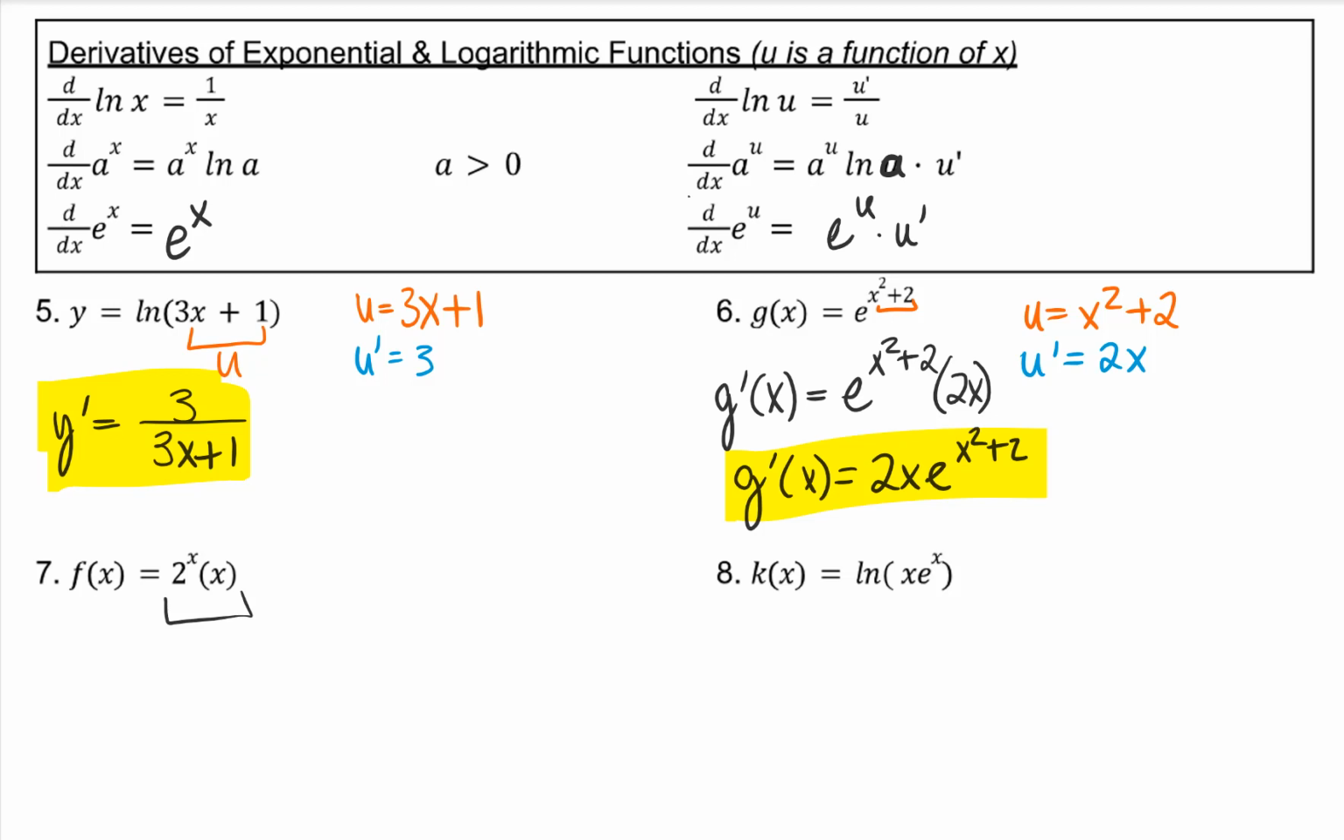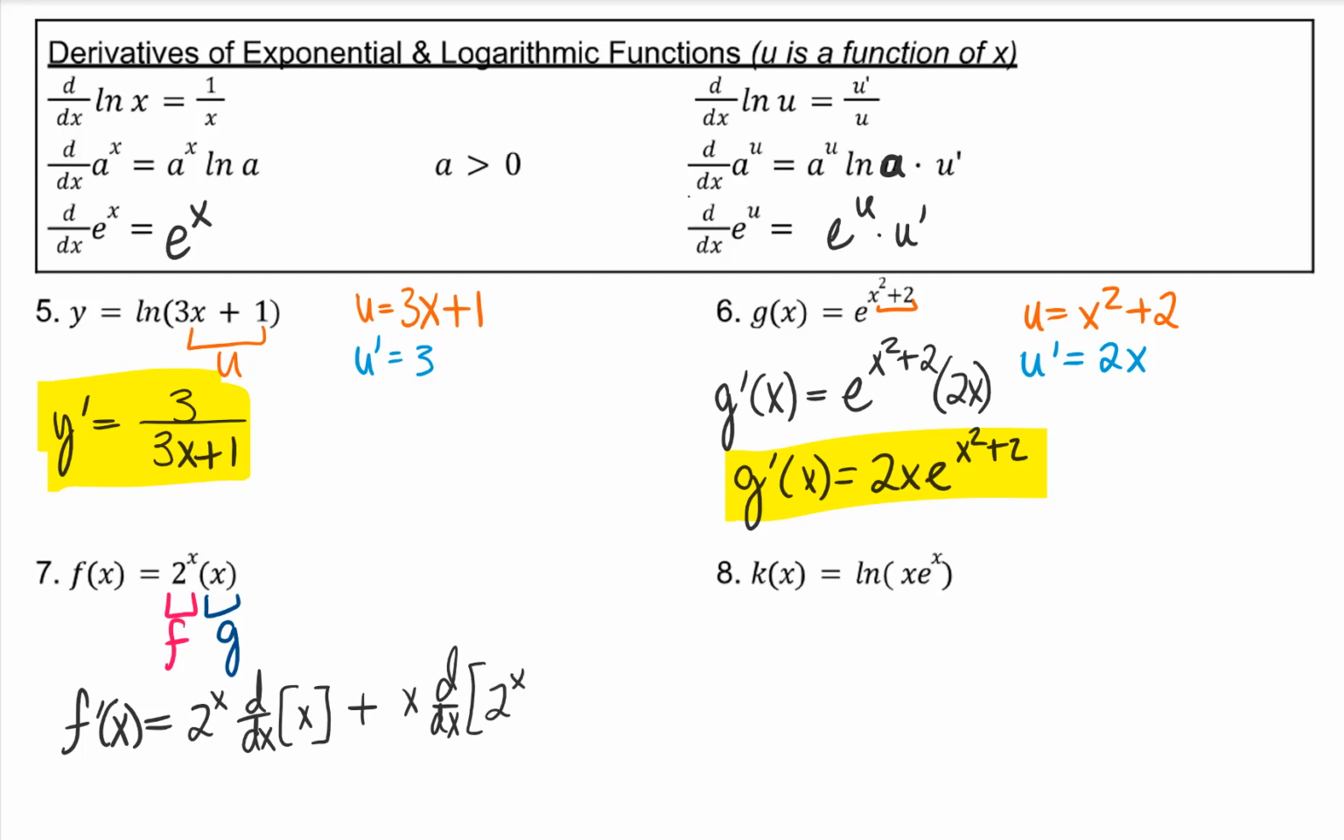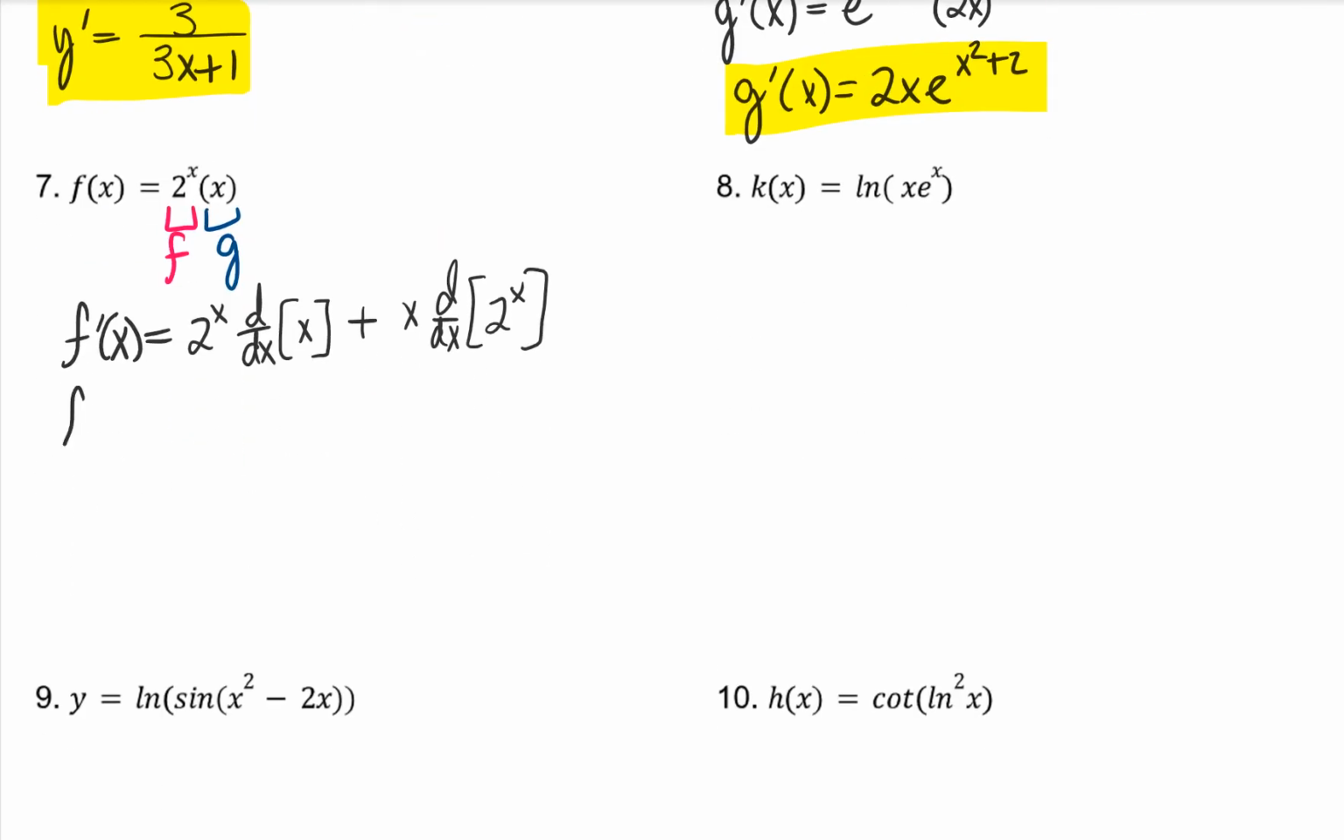Here we have 2 to the x times x. There's a product. Let's identify f and g. The derivative of a product is f dg plus g df. The derivative of x with respect to x is just 1.